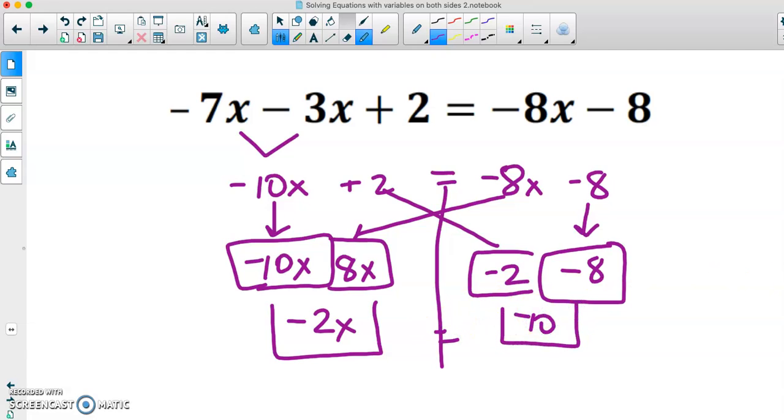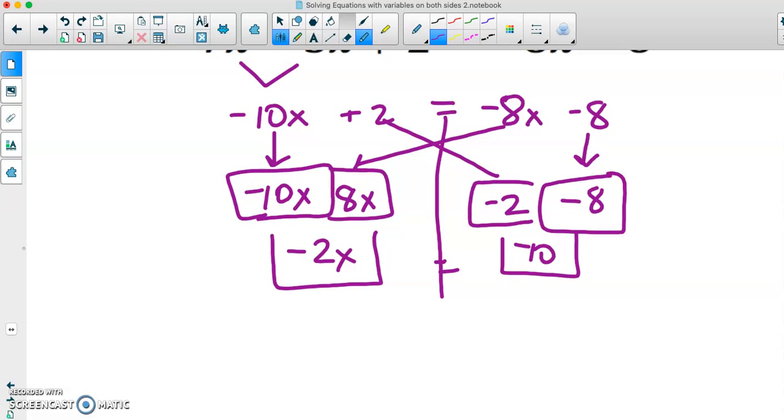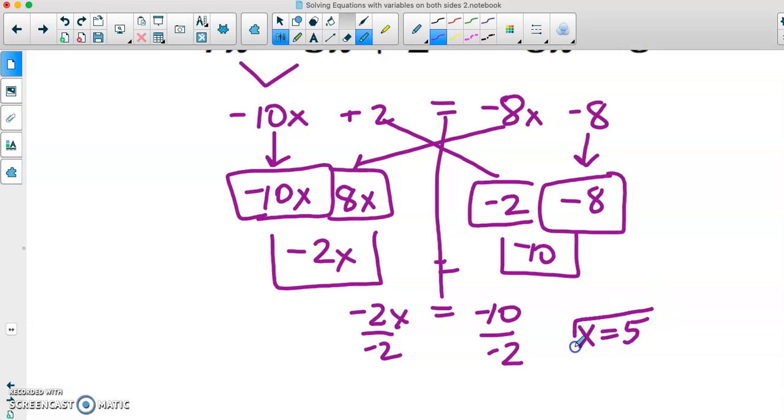All right, now we just have a one-step equation. Woohoo! Easy peasy. Negative 2x equals negative 10. We're going to divide by negative 2, and then x equals 5. We got it right. All right, awesome.